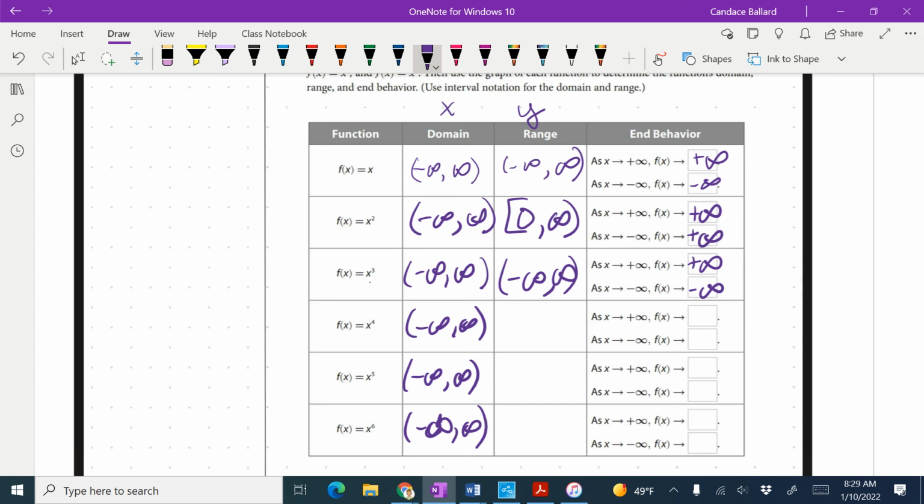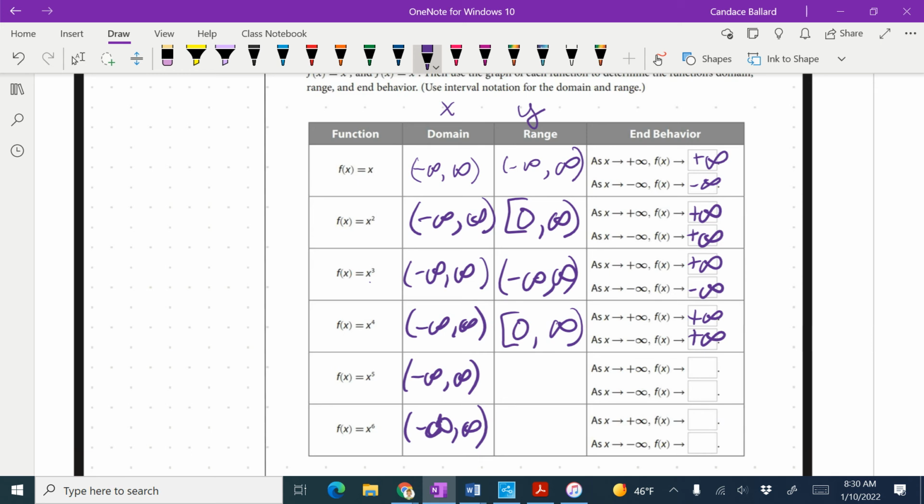What about the range on x to the 4th? Where did it start? Where did it start, everybody? 0. Okay. And where did it end? Should have been positive infinity, right? And then were they pointing up or pointing down? Up. So they should have both been positive infinity. Okay. All right.